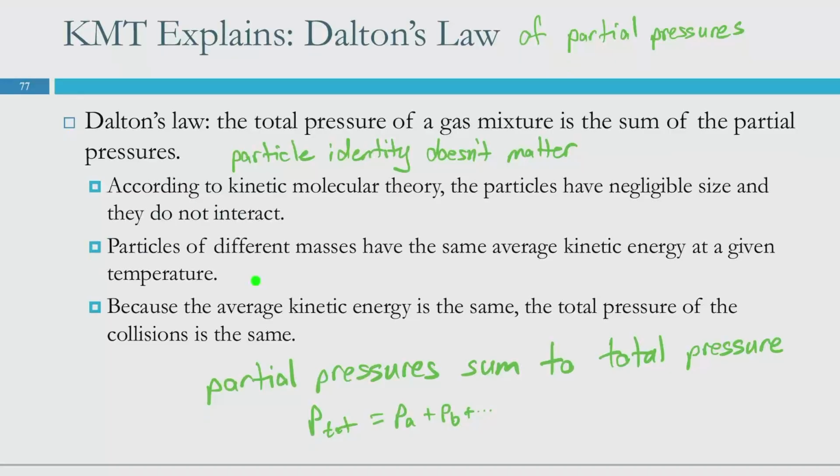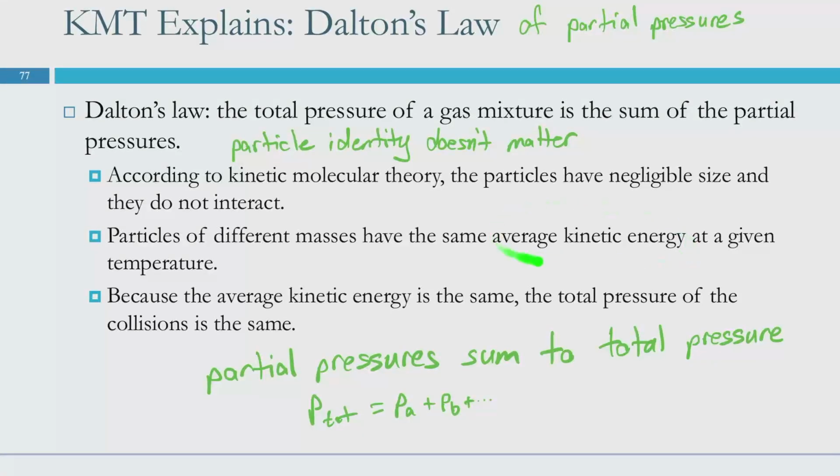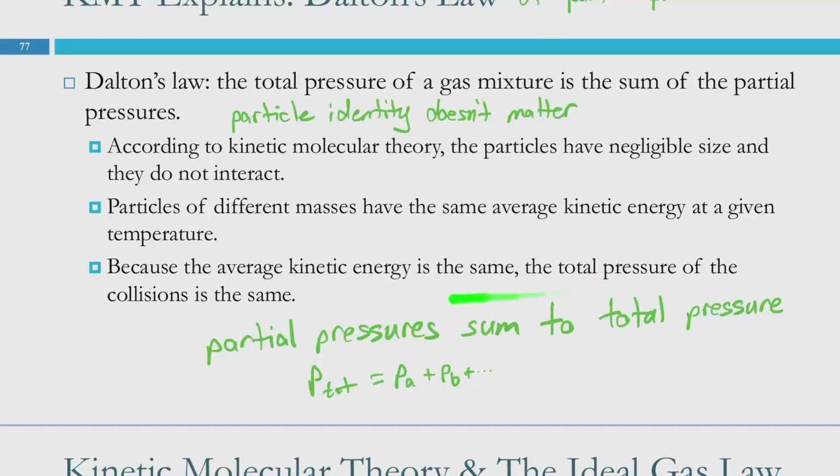And even if our particles do have different masses, they're going to have the same average kinetic energy at a given temperature, since their kinetic energy is based on temperature. They might be moving slower if they're heavier. They might be moving faster if they're lighter, but they're going to have the same average kinetic energy. And so the total pressure of the collisions is going to be the same, since the pressure is based on the force of the collision, which is based on the kinetic energy.